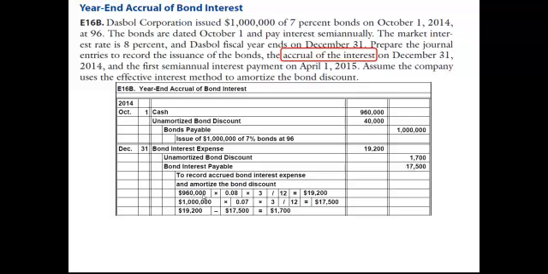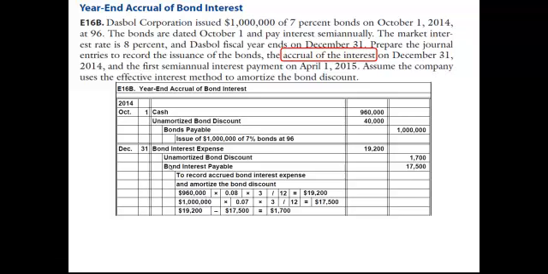So we take our carrying value, which is $960,000 because we issued it at a discount, times our market rate, times 3/12, because if you look at the dates, 3 months is the amount that we're looking at. And that gives us $19,200 to the bond interest expense.